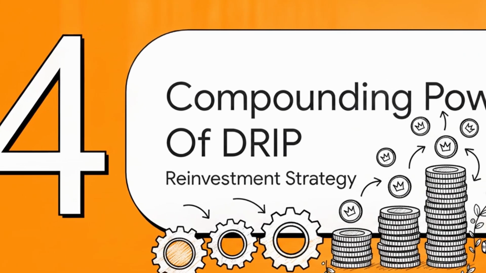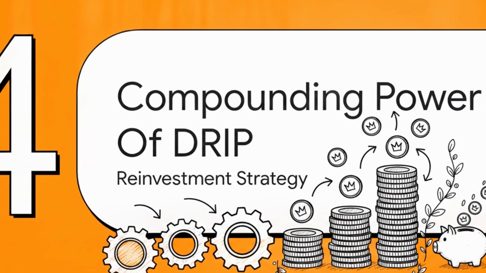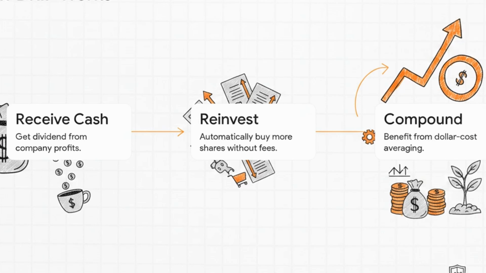Moving on to Section 4, the compounding power of DRIP. When you're holding these incredibly reliable companies, you get to unlock the strategic magic of a dividend reinvestment plan, or DRIP. It's so simple but so powerful. Step 1, you receive your cash dividend. Step 2, your broker automatically takes that cash and buys more shares, even fractional ones, usually with 0 commission fees. Step 3, because you now own more shares, your next dividend payment is going to be even larger. It sets off this amazing compounding cycle.